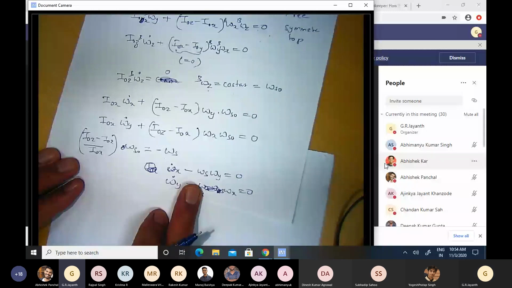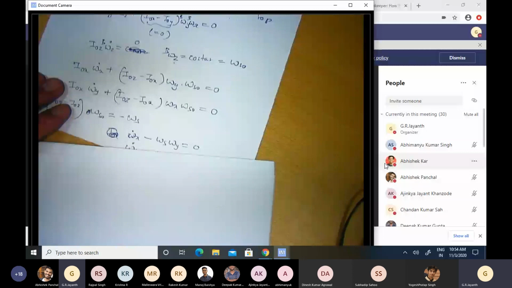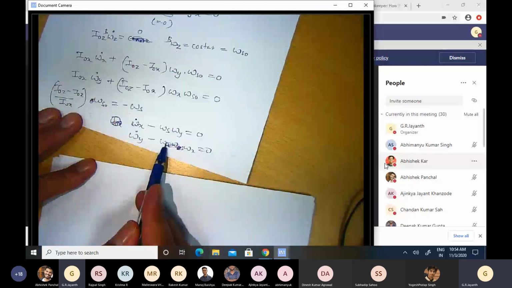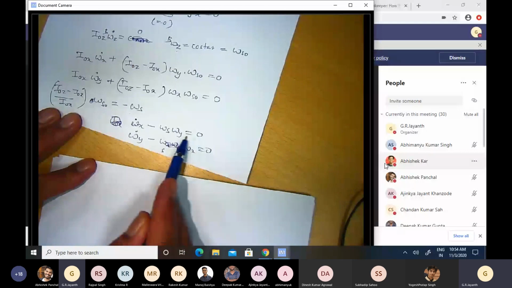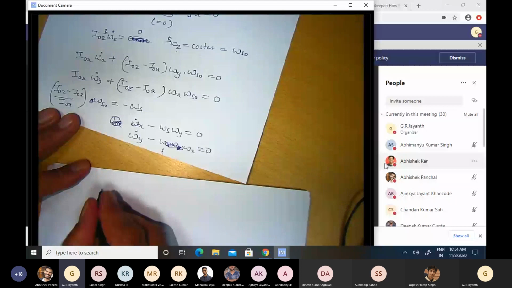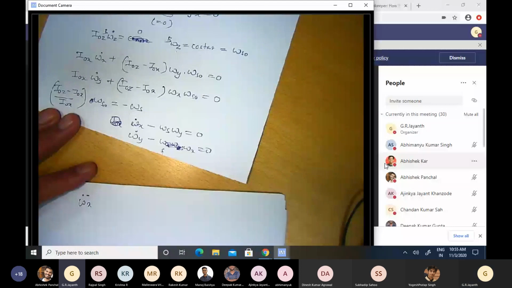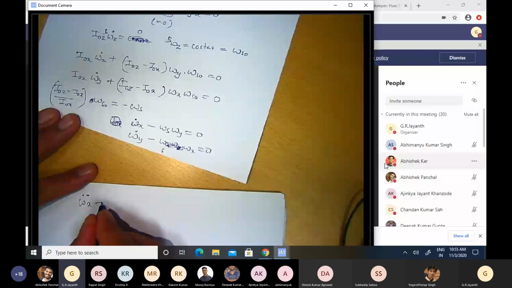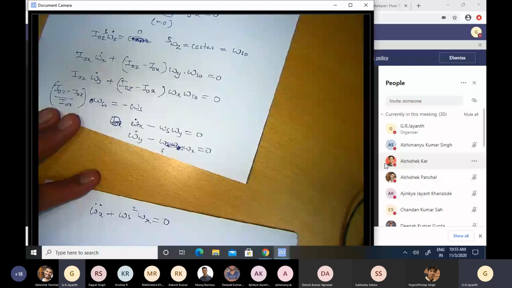Then I have these two equations. They are coupled differential equations. I can differentiate this one more time and replace. I will get omega x double dot minus omega s omega y dot equal to 0, and I can put this in place of omega y dot. So with this I would get omega x double dot plus omega s square omega x equal to 0. Okay, is this what you get?